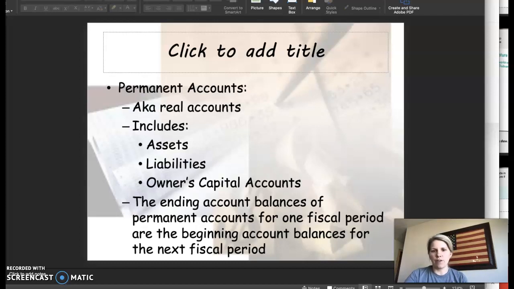So kind of a review of our permanent and temporary accounts. So permanent accounts, they're also called real accounts, and they're going to be our assets, our liabilities, and our owner's capital. The ending balances of these, they're not going to change. They're going to be the same for the beginning balance of our next fiscal period, which would make sense, right? If we're thinking of cash as an asset, I'm not going to start out with 0 cash just because we're starting a new fiscal period. So permanent accounts, they stay. We don't need to make changes to them.